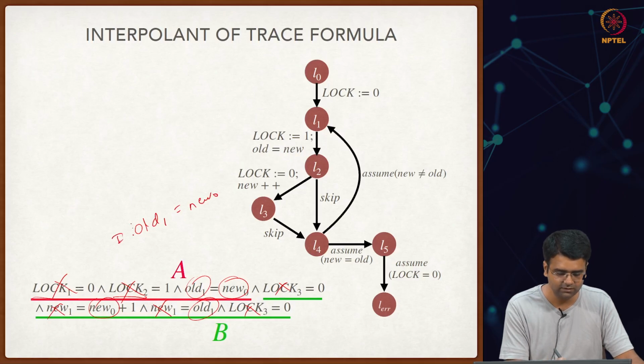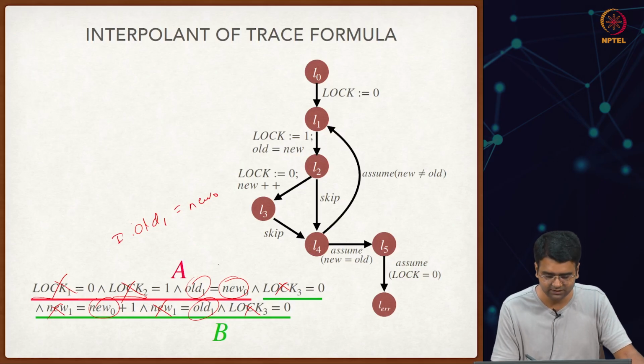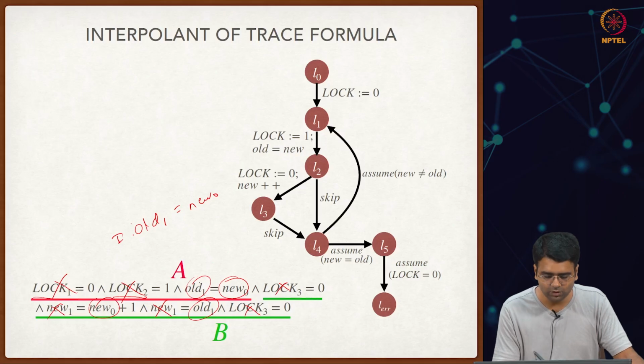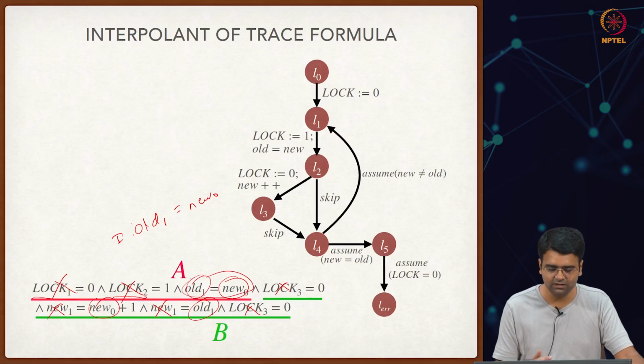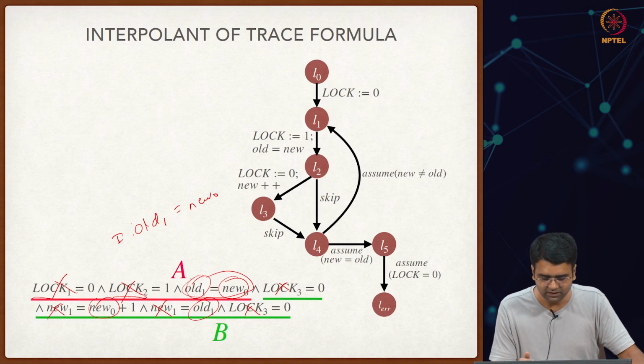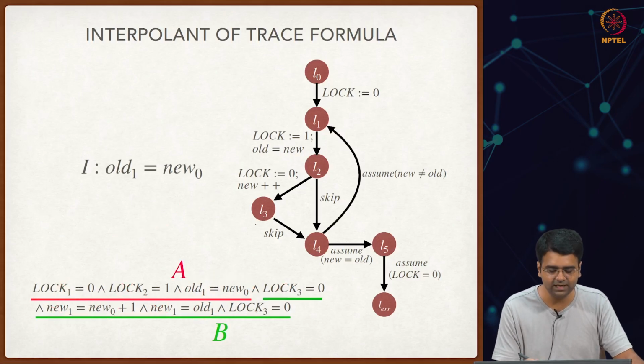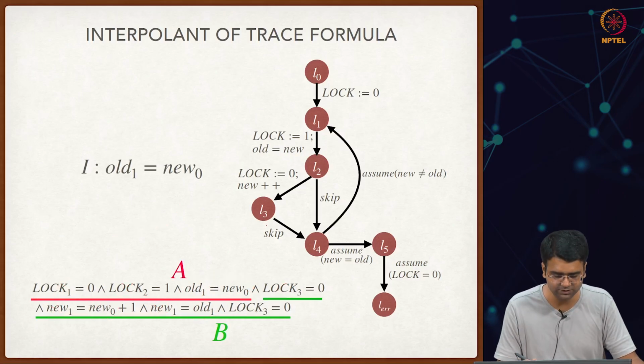Okay. So this will be a valid interpolant because A does imply I, and I and B is going to be unsatisfiable. In fact this old 1 equal to new 0 is essentially the crux of unsatisfiability. This is the reason why A and B is unsatisfiable. Because if old 1 is equal to new 0 and new 1 is equal to new 0 plus 1, then new 1 will not be equal to old 1. So therefore here a valid interpolant is old 1 is equal to new 0.